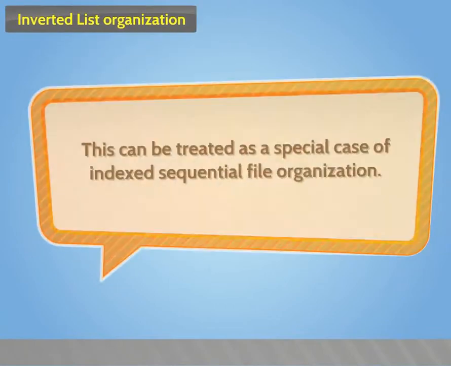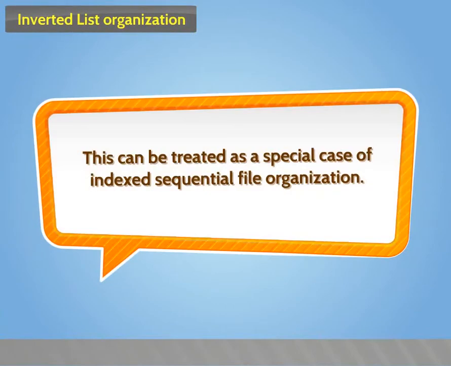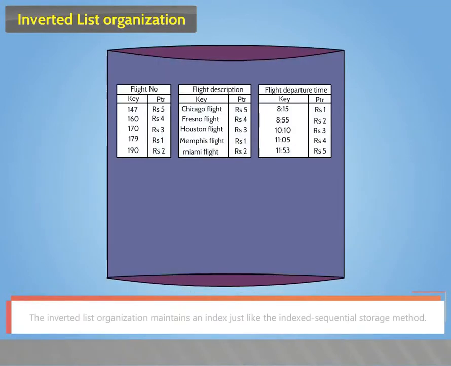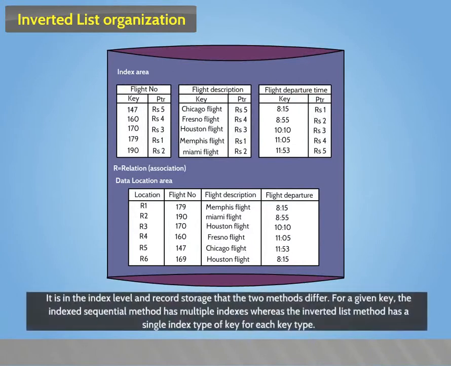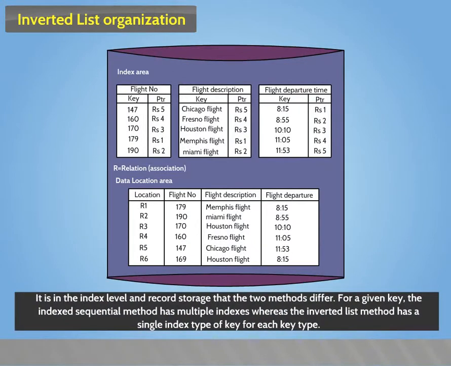Inverted list organization. This can be treated as a special case of indexed sequential file organization. The inverted list organization maintains an index just like the indexed sequential storage method. It is in the index level and record storage that the two methods differ. For a given key, the indexed sequential method has multiple indexes, whereas the inverted list method has a single index type of key for each key type.